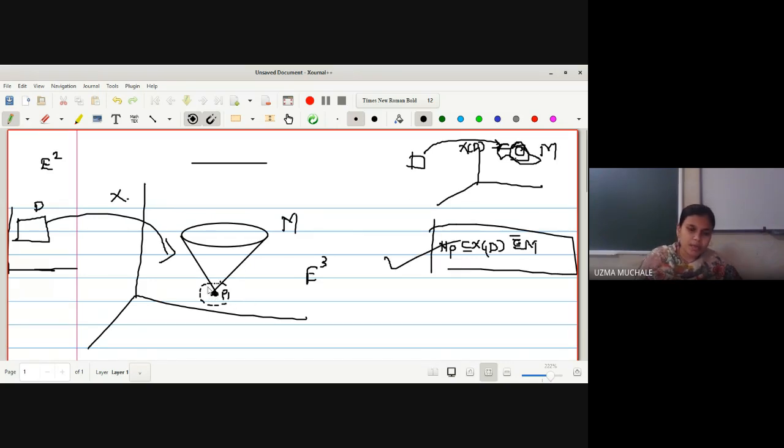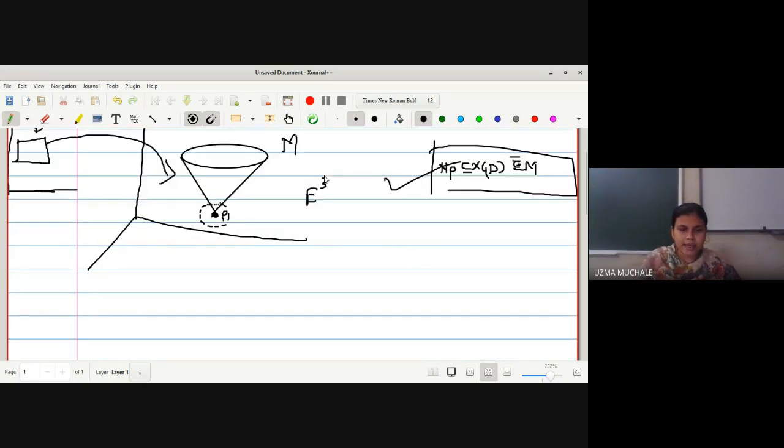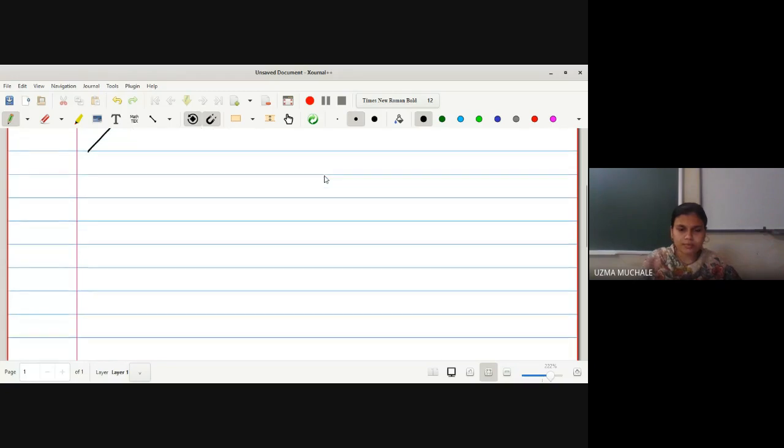For this point P, you can say that we can find out a neighborhood, but it is not contained in your surface M, or rather we can say that it is not contained in x of d, so that we can satisfy the definition, and hence now you can say that the cone is not a surface. Okay, it is simply a 3D object, or you can say it is any subset M of E3, but it is not a surface. Okay. Is the idea clear about this cone?